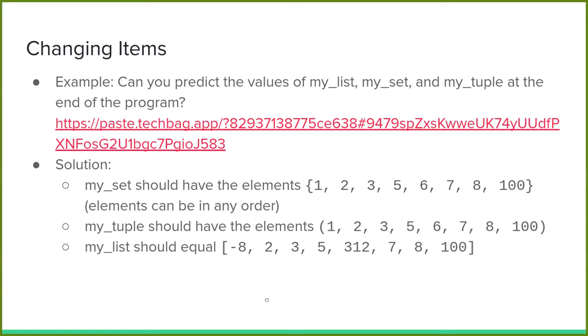Okay, so going back to this example, my tuple should have the elements 1, 2, 3, 5, 6, 7, 8, and 100 in that order. And then my list should equal negative 8, 2, 3, 5, 312, 7, 8, and 100 in this specific order because of the indexes. I changed the value at index 0 to negative 8, and the value at index 4 to 312. So that's why these are the values of my list and my tuple.